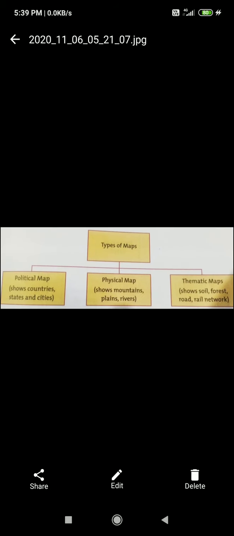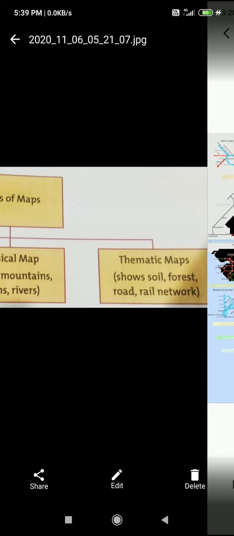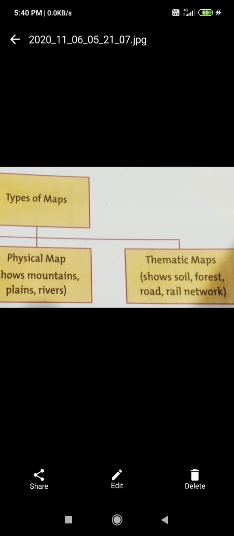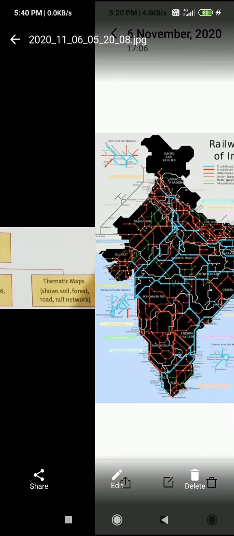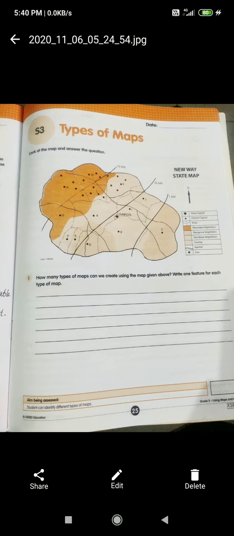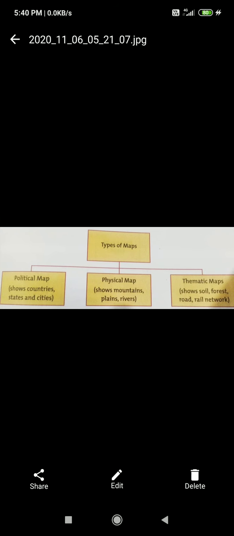You can find roads, meaning national highways, and the railway network also you can see. Which type of soil we can find in a particular area, that also, and vegetation, right? These all things we can find in the thematic map, right? So to make it easier to read the map, we have three types of map.